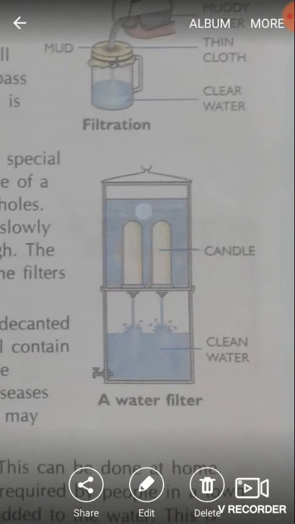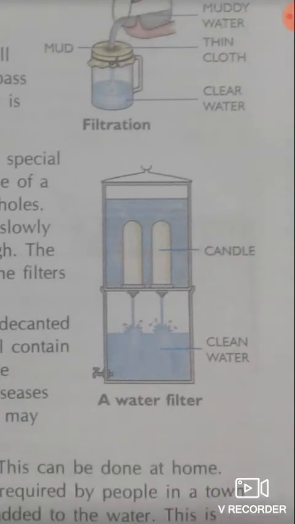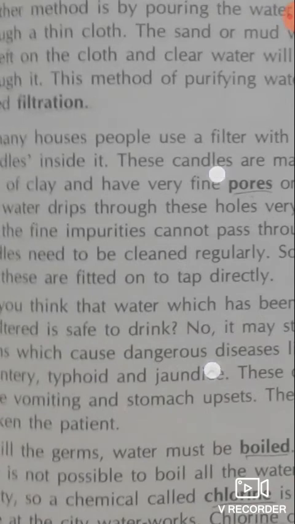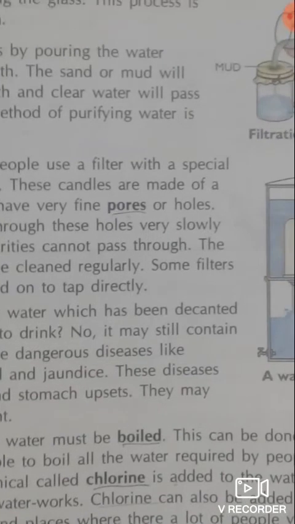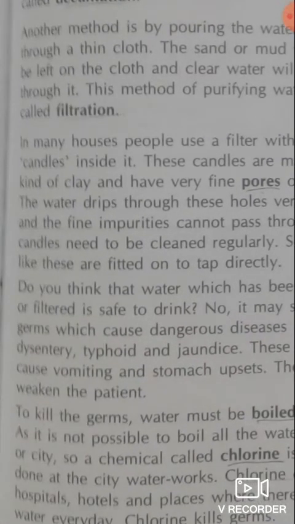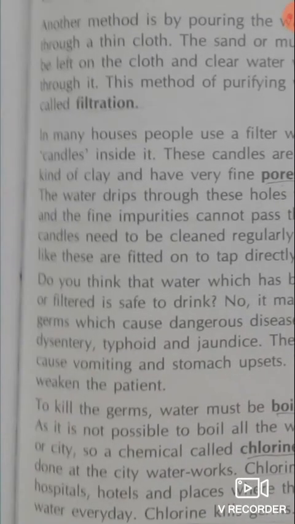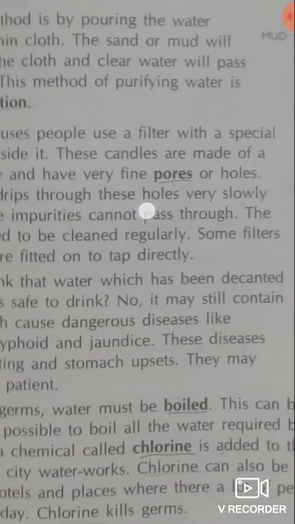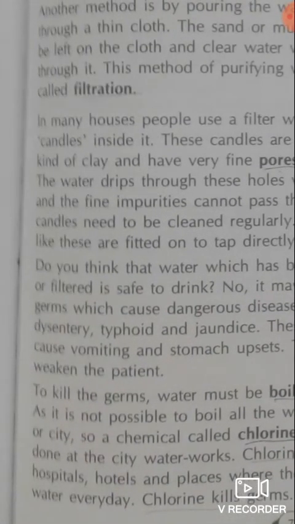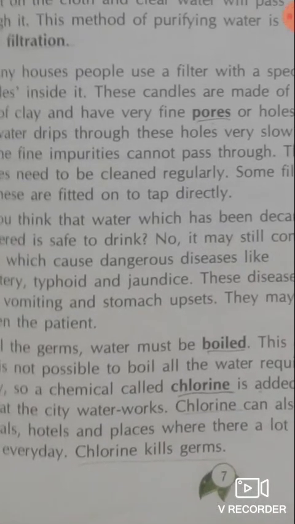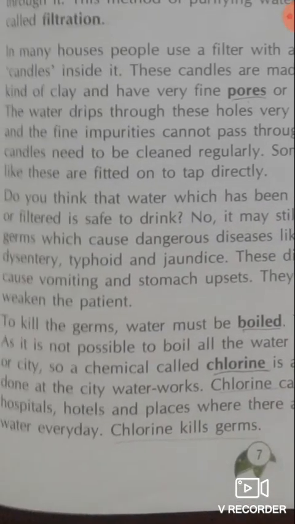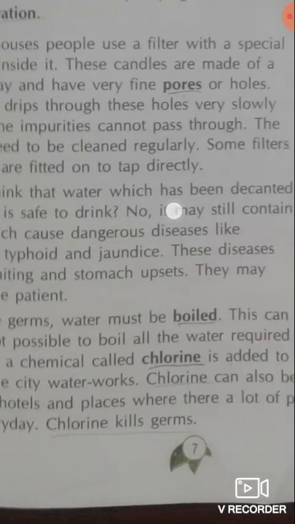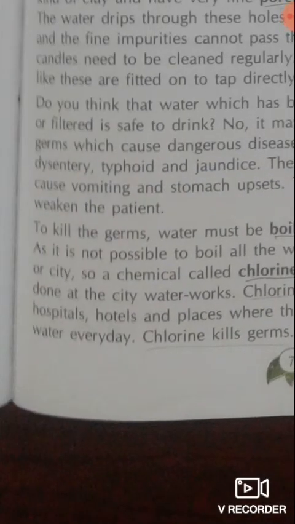Next, the water filter. By a water filter also we can purify water, and a candle is there. So how is it filtered? In the filter there is a special candle inside it. These candles are made of a kind of clay and have very fine pores or holes. The fine impurities cannot pass through. The candles need to be cleaned regularly. Some filters like this are fitted directly in a tap.